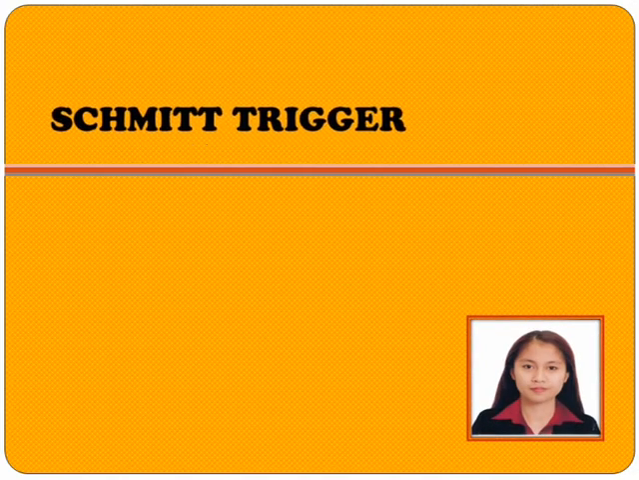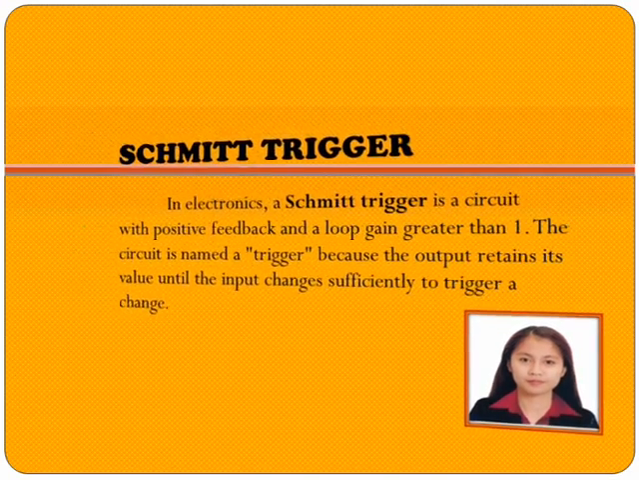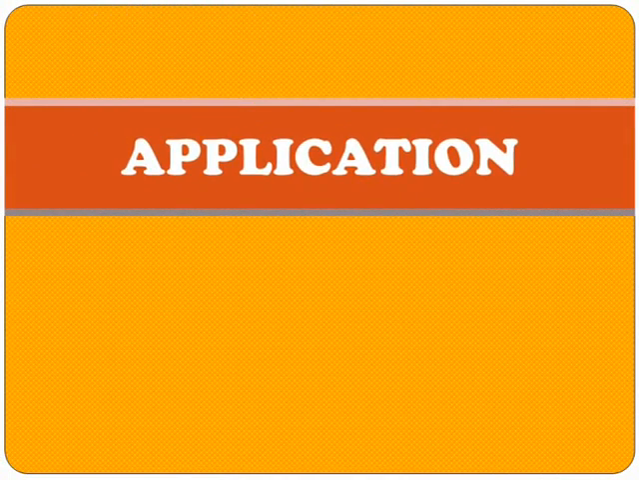In electronics, a Schmitt Trigger is a circuit with positive feedback and a loop gain greater than 1. The circuit is named a trigger because the output retains its value until the input changes sufficiently to trigger a change. In the non-inverting configuration, when the input is higher than a certain chosen threshold, the output is high. When the input is below a different chosen threshold, the output is low. And when the input is between the two levels, the output retains its value.